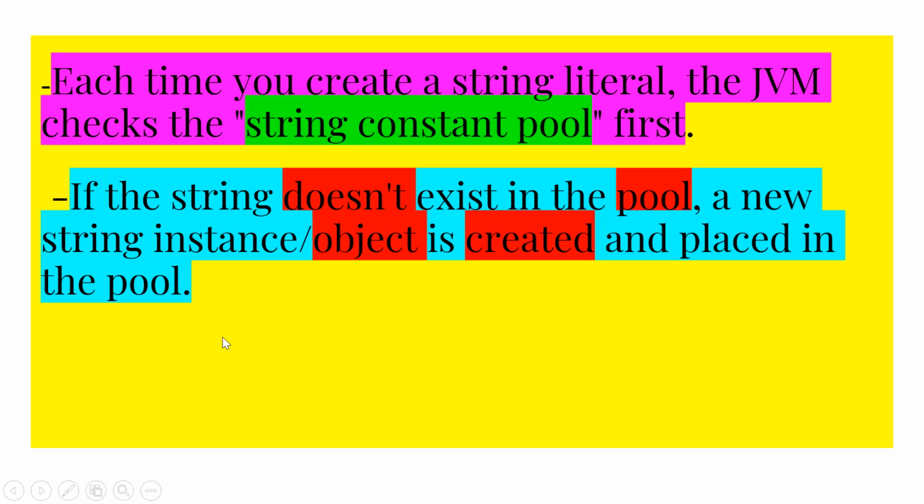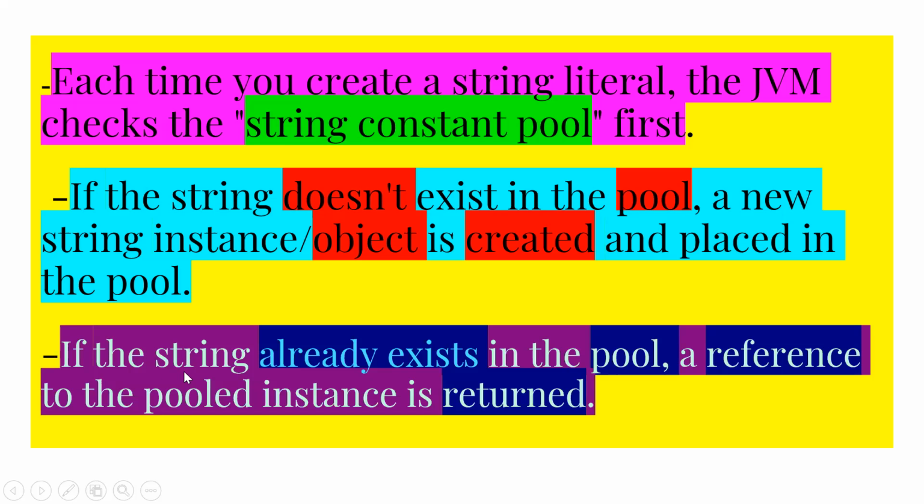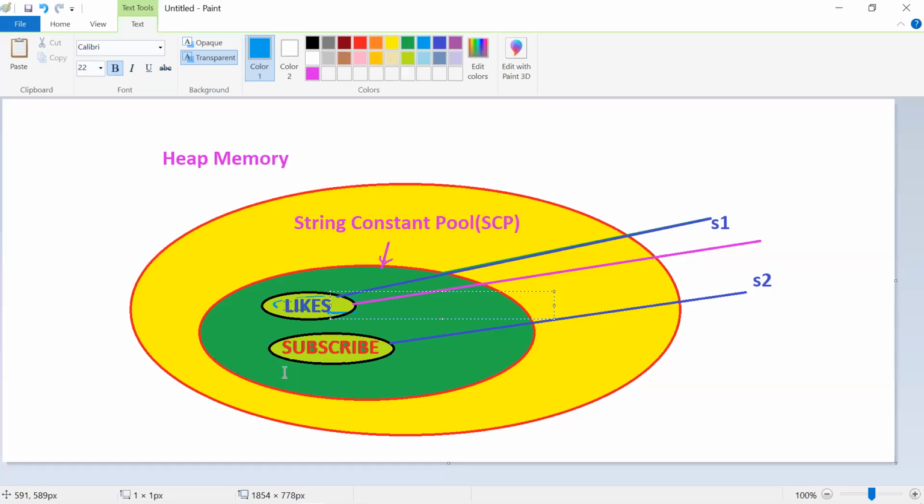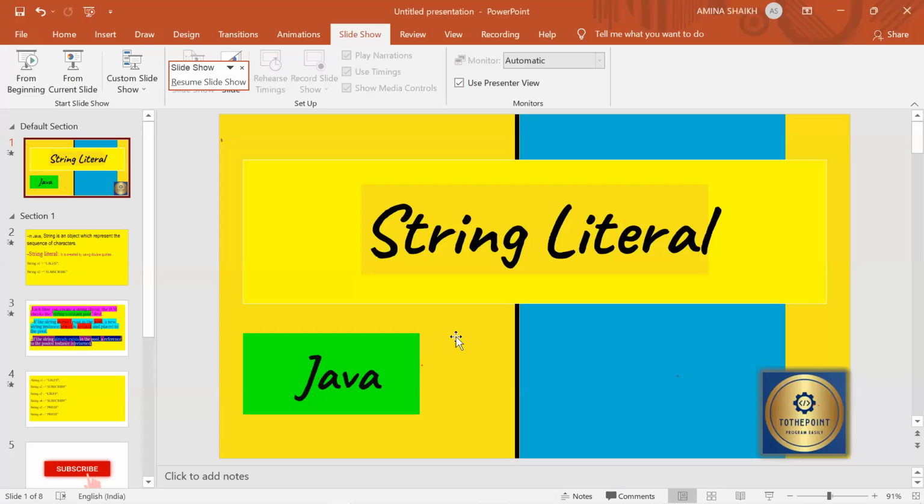If the string already exists in the pool, a reference to the pooled instance is returned. Let's see what it means. Suppose there's "likes". It's already present here. This object is already present, so only a reference would be passed. Let's see further, then you will understand more what it means.